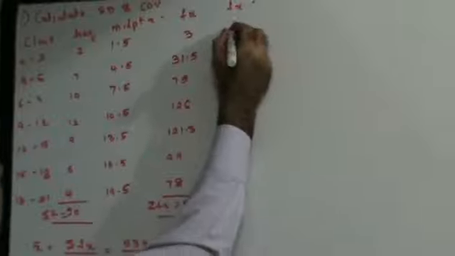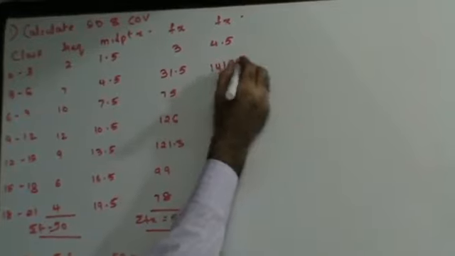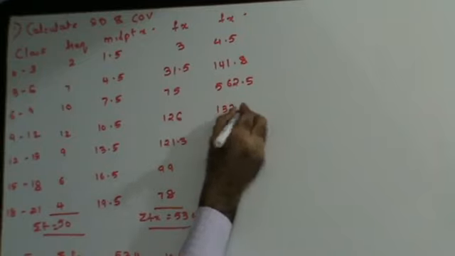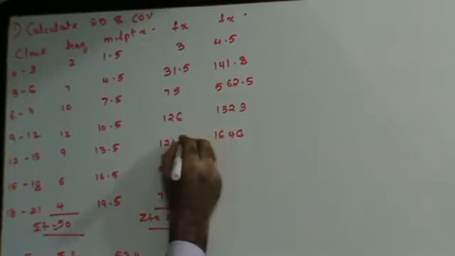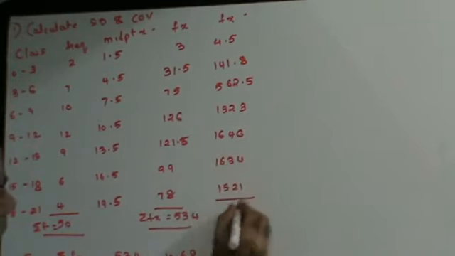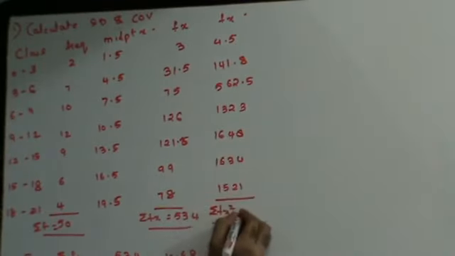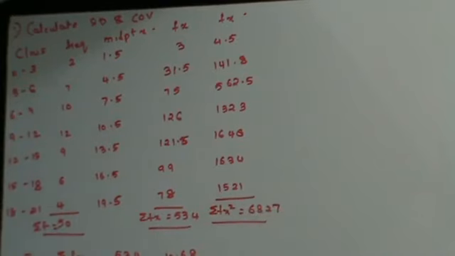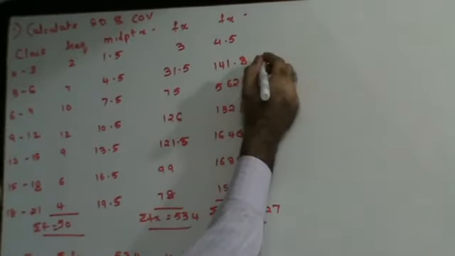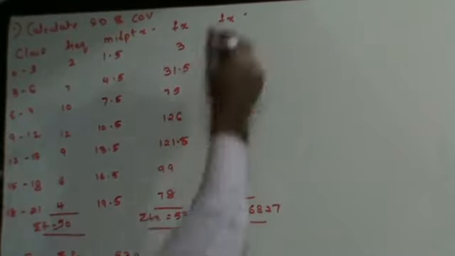So 3 into 1.5, that will give you 4.5, 141.75, 562.5, 1323, 1640, then 1634, 1521. Add this column, the addition of this column is sigma fx square, which will come to 6827. Right? 141.75, I've rounded that up. That's fx square.